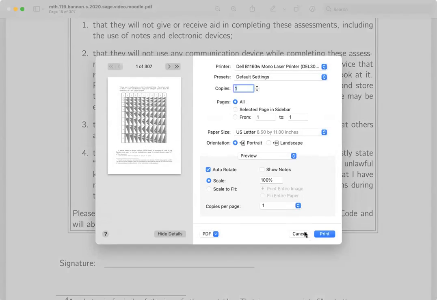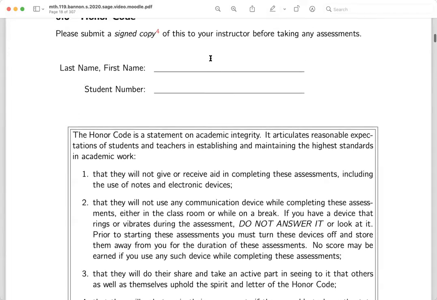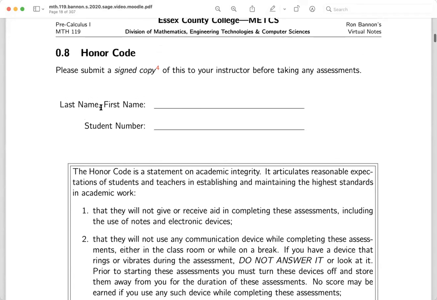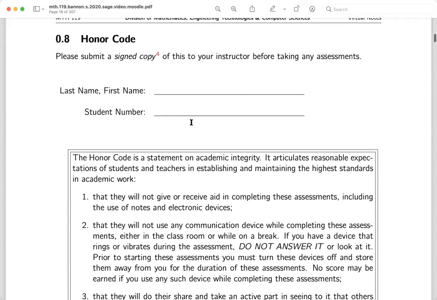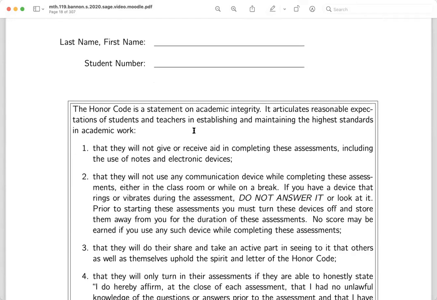Whoops, I can't do that. I'm sorry. But anyway, you print out page 18, print your last name, first name, and your student number down. You should read through this, right? The honor code is a statement on academic integrity. It articulates reasonable expectations of students and teachers in establishing and maintaining the highest standards in academic work.